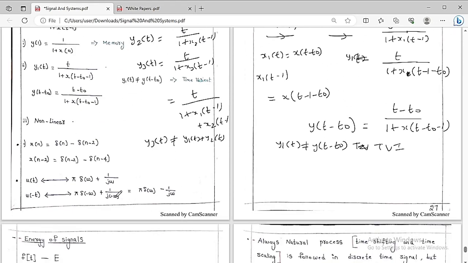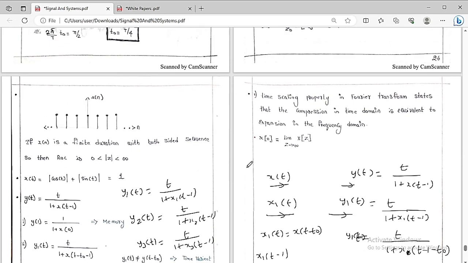Therefore, if f of t has the Fourier transform F of omega, then f of at has the Fourier transform 1 by mod a into F of omega by a. Here a can be positive or negative. This one I have already told you so many times. So always remember, u of t has the Fourier transform pi delta of omega plus 1 by j omega. This formula you always have to keep in your mind. If you remember this one, getting the remaining things is a piece of cake.